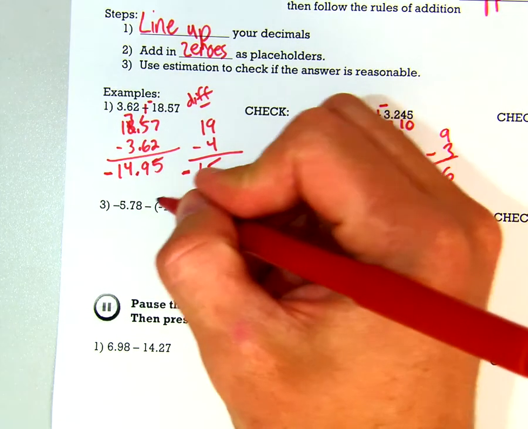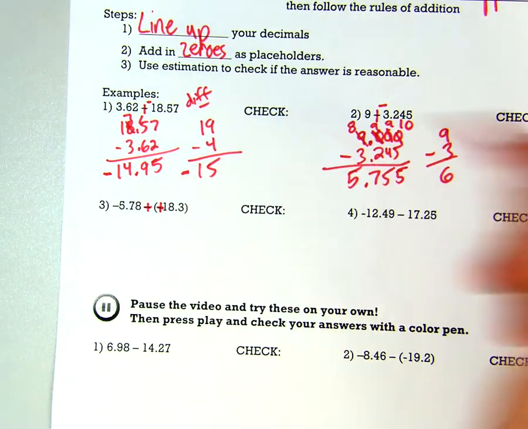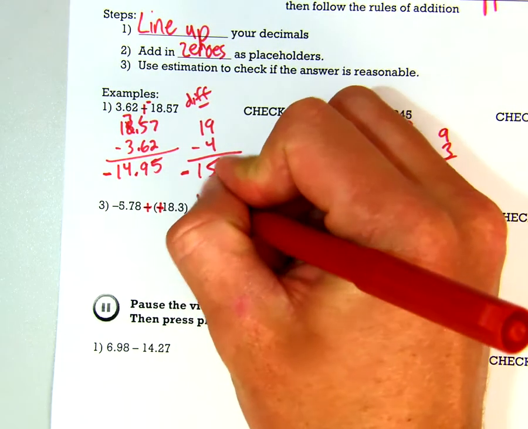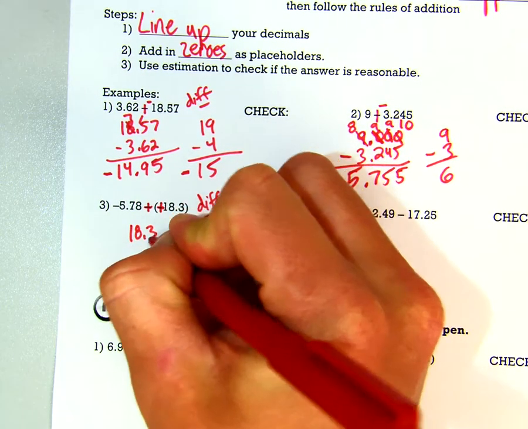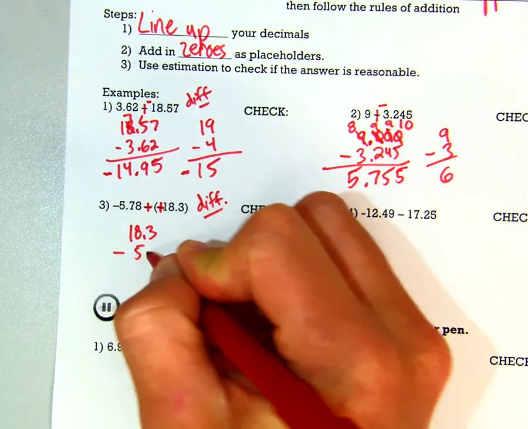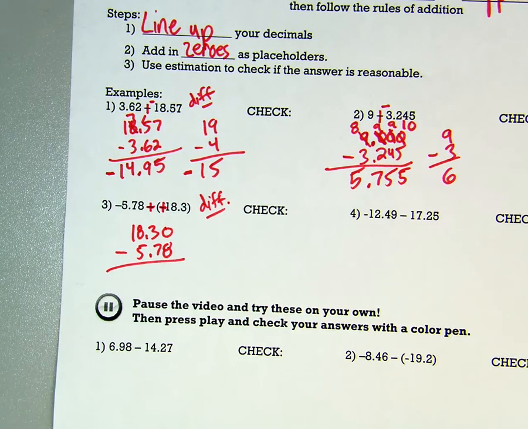Alright, number 3, negative 5.78 minus negative 18.3. I'm not going to subtract, I'm going to add the opposite. So now I have a positive and a negative. Again, they're different, so I'm going to subtract. So 18.3 minus 5.78. I have a zero placeholder I need to go ahead and include in there.